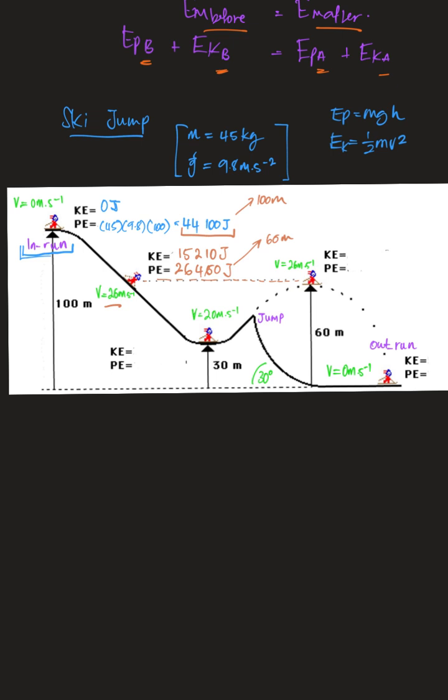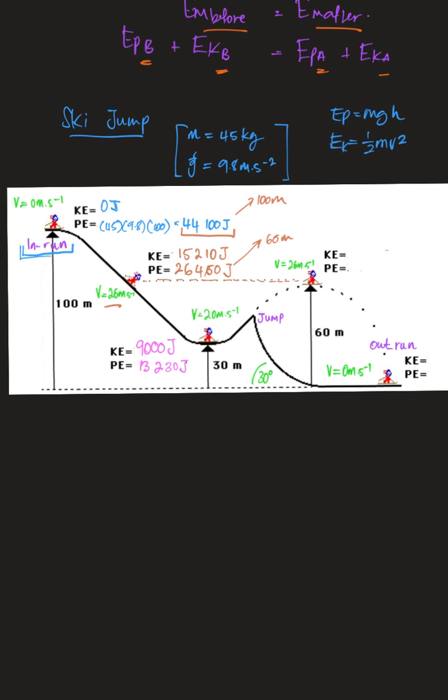And at this third point, we've got a velocity of 20 meters per second. So you're going to get to a little bit of a dip. So I'm going to go half times 45 times, this time it's 20 meters per second squared. So now I've got 9,000 joules, right? But my potential energy is a little bit different, because now it's 30 meters off the ground. So it should be 13,230 joules, right?